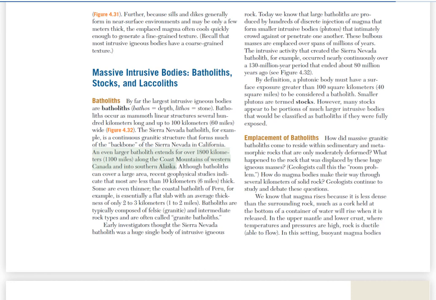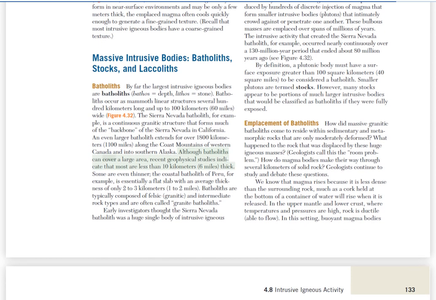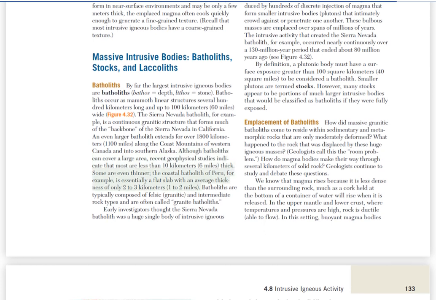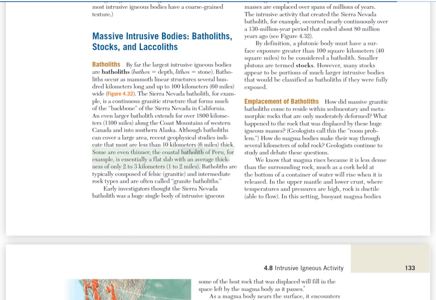Although batholiths can cover a large area, recent geophysical studies indicate that most are less than 10 kilometers thick. Some are even thinner. The coastal batholith of Peru, for example, is essentially a flat slab with an average thickness of only 2 to 3 kilometers.